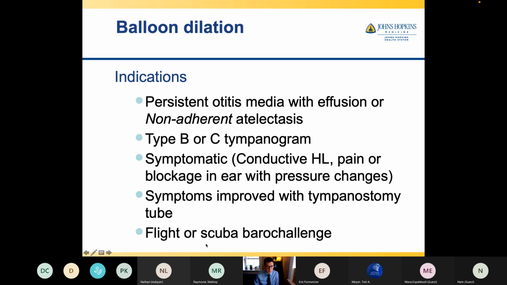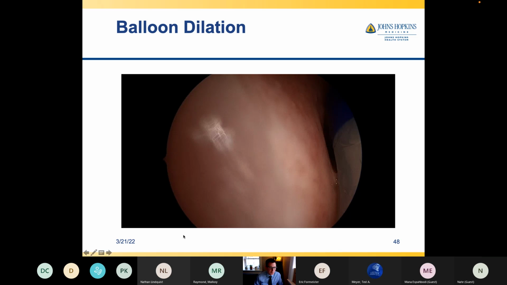And then people with flight or scuba barotrauma tend to do well, but they are not part of the current indications as part of the insurance practices.